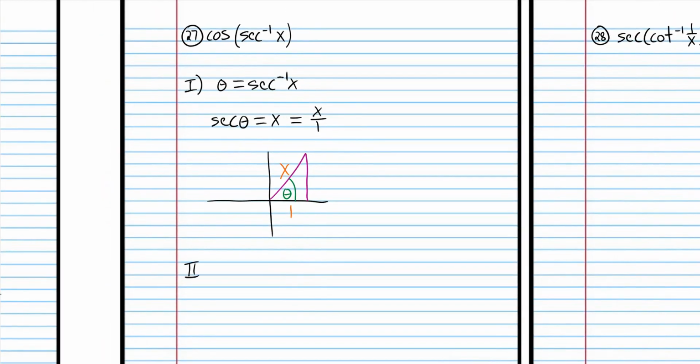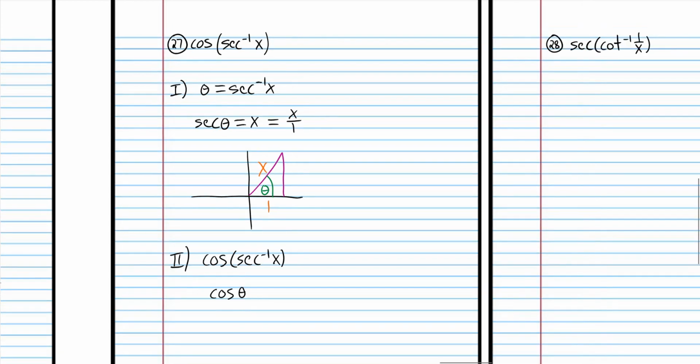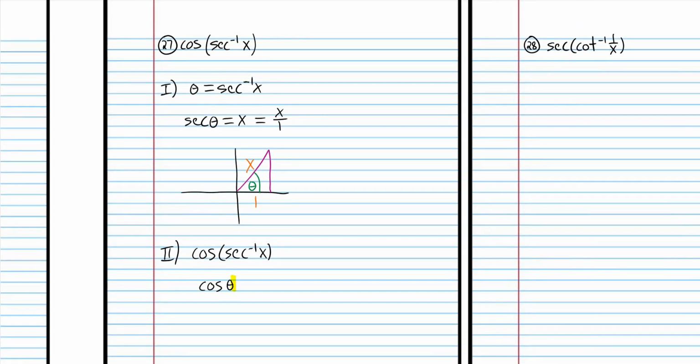And in part 2 of the problem, we're looking for cosine of secant inverse of x. But we define secant inverse of x as theta. So notice we have secant theta is x. If we want to find cosine theta, well, that's just the reciprocal. You just flip it around. See, cosine is the adjacent over the hypotenuse. So that's just going to be 1 over x. So in this case, we didn't have to use the Pythagorean theorem.